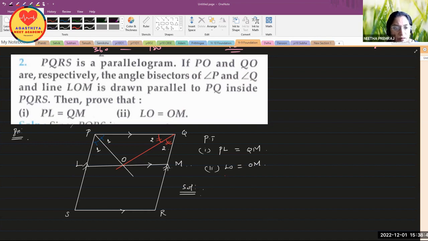One minute, dear. Wait, let me check whether my drawing is correct or not. Yes, my drawing is correct. PO and QO are respectively the angle bisectors of P and Q. Yeah, that's correct.